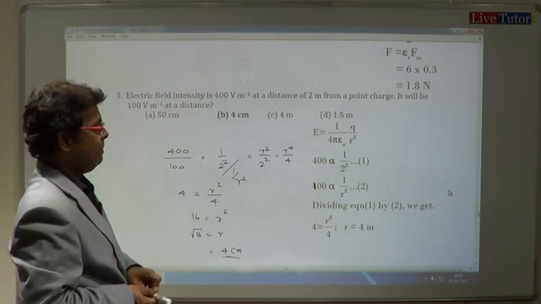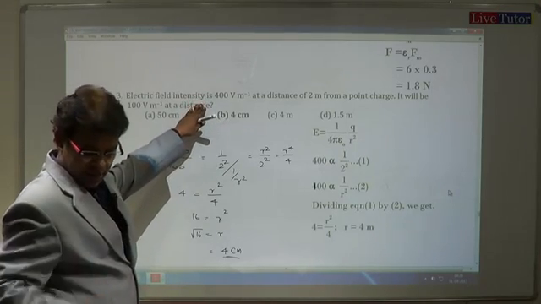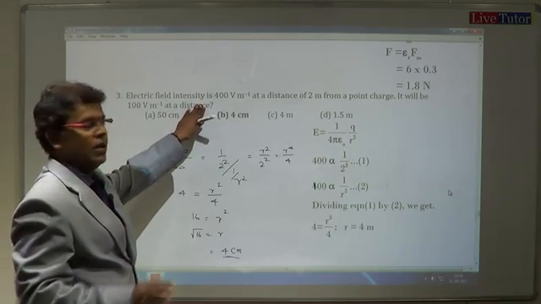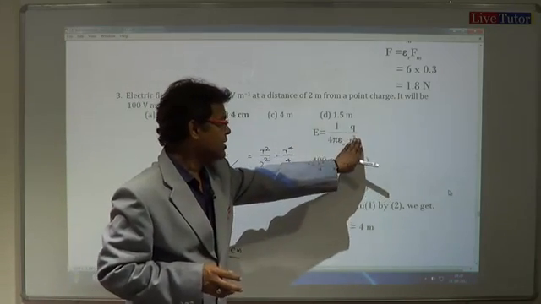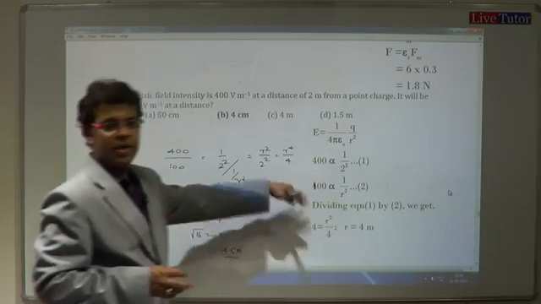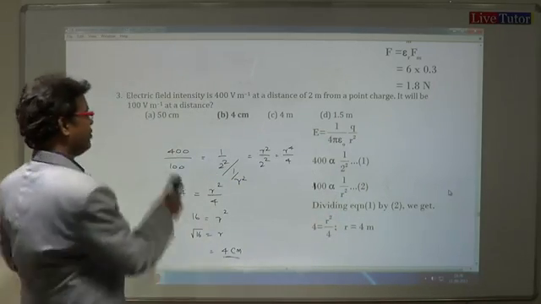So, this way, we can give electric field intensity or electric potential, whichever. Remember the basic formula, leave out the constants, and whatever is variable, compare the two equations, and we'll get the answer. Okay? So, this is an example for that kind of question.